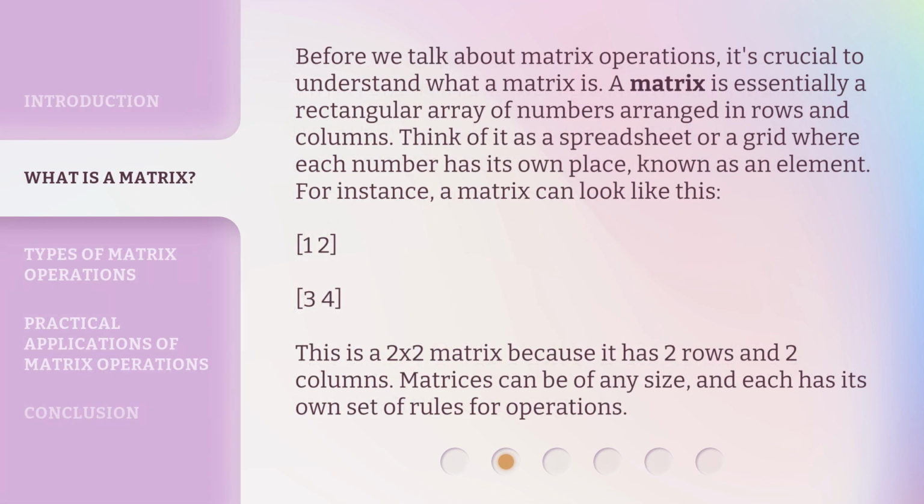Before we talk about matrix operations, it's crucial to understand what a matrix is. A matrix is essentially a rectangular array of numbers arranged in rows and columns. Think of it as a spreadsheet or a grid where each number has its own place, known as an element. For instance, a matrix can look like this: 1, 2, 3, 4. This is a 2 by 2 matrix because it has 2 rows and 2 columns. Matrices can be of any size, and each has its own set of rules for operations.